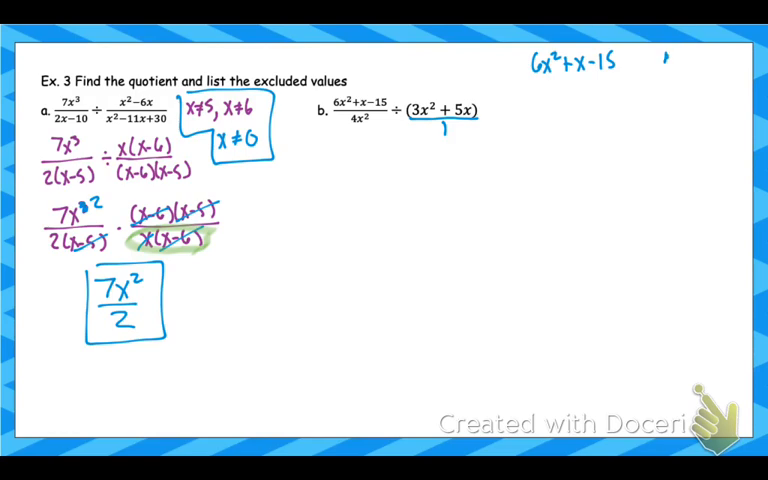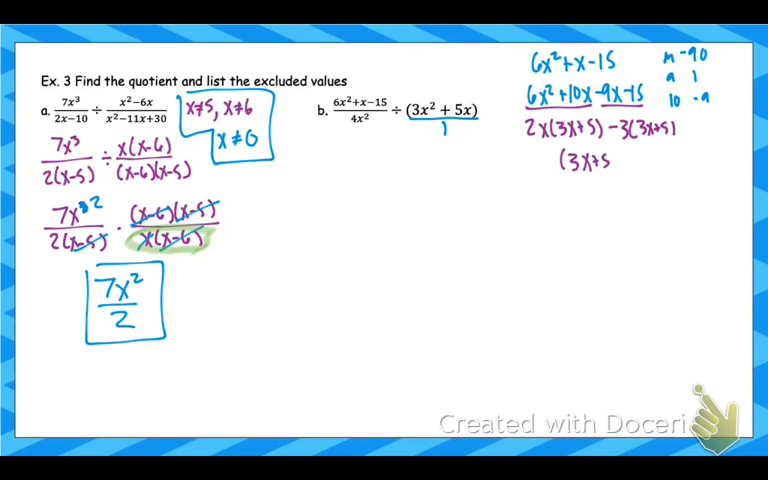So figure out what multiplies to negative 90 and adds to 1. Well, that's going to be 10 and negative 9. So I'm going to split the middle into those two numbers, and then I'm going to do my grouping. So out of those first two terms, I can take out 2x. Out of my next two terms, I can take out minus 3. Then I have that same common factor. So 3x plus 5 is the first factor. Everything that's not shared is your second factor.